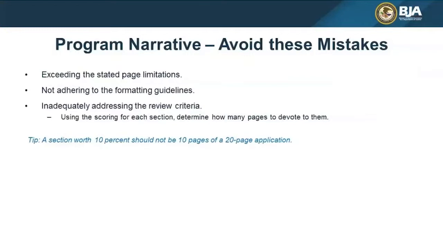Here's a great tip. A section worth 10% should not be 10 pages of a 20-page application. Let's talk about it. For the program narrative, you shouldn't be exceeding the stated page limitations. Not adhering to the formatting guidelines is a big mistake. Inadequately addressing the review criteria is wrong. Using the scoring for each section, determine how many pages to devote to them. So again, a section that's worth 10% should not be 10 pages of the 20-page application.